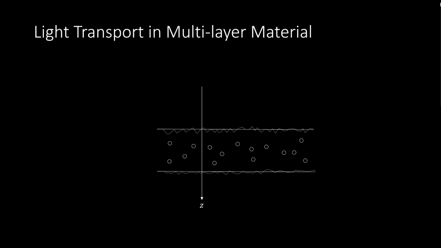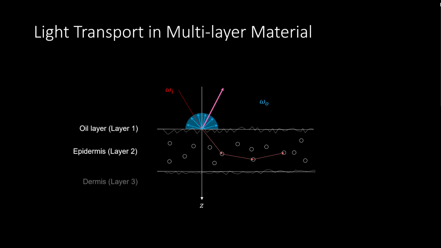For example, when considering human skin, the incoming radiance can be partially reflected directly at the outermost oil layer, resulting in both specular and diffuse reflections. Some of the incoming light may penetrate into the epidermis layer after reflection. Once inside, the light may interact with particles and bounce around before either penetrating deeper into the dermis layer or exiting the skin from a different location.